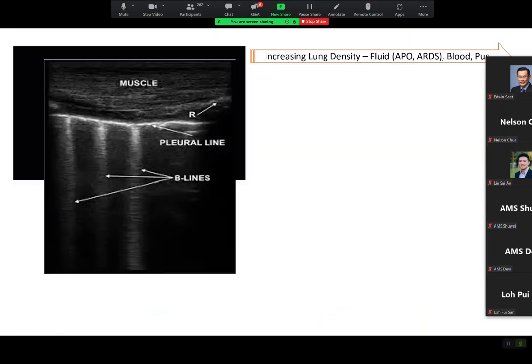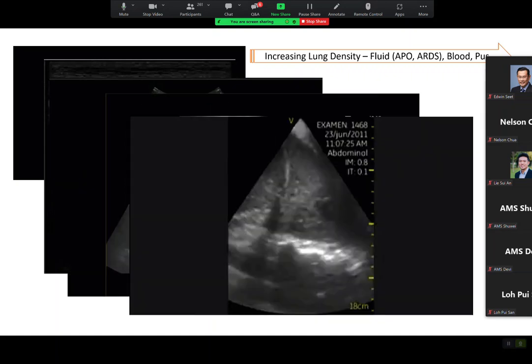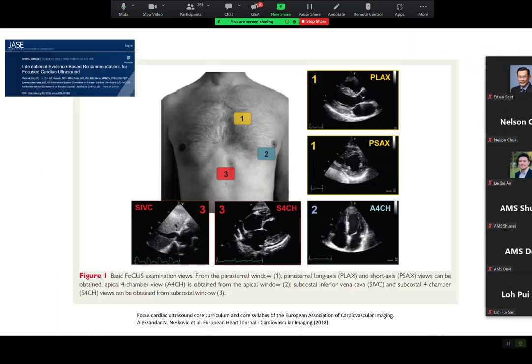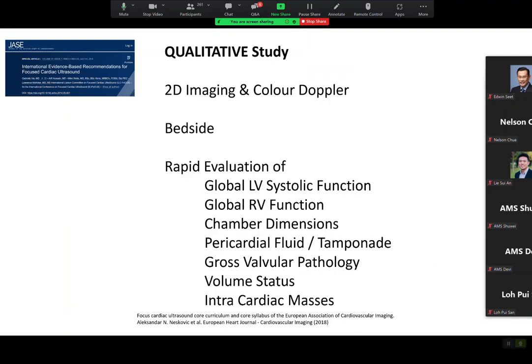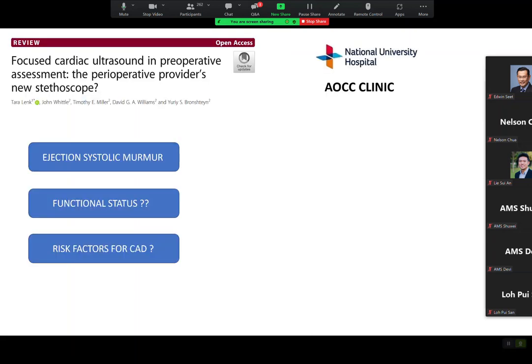Okay, so I think we're kind of running out of time. So just look at focused cardiac ultrasound. Again, quite standard, three windows and five views. Can be useful for rapid evaluation of systolic function, RV function, if you're looking for pericardial fluid or tamponade, gross valvular pathology, and volume states.